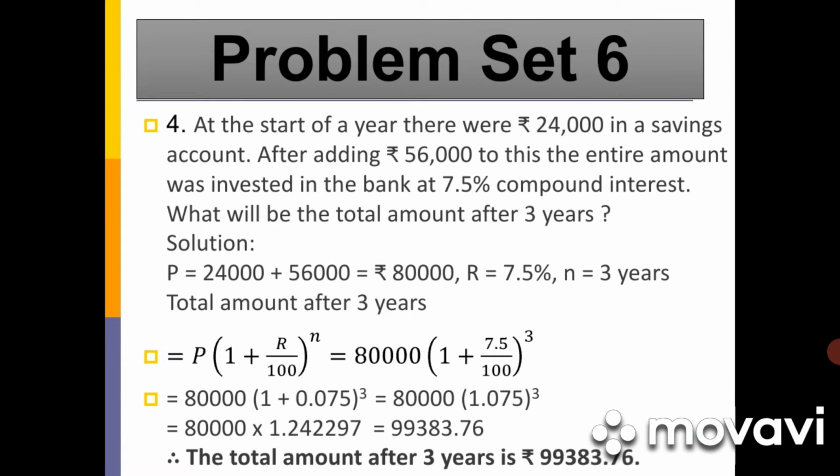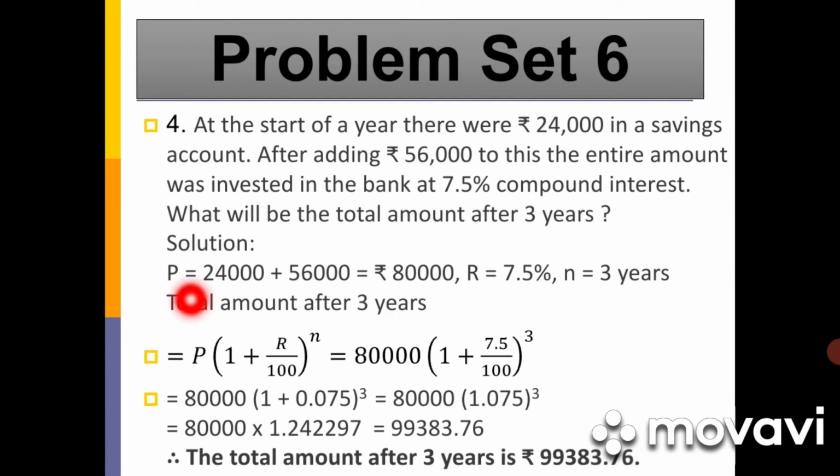Question 4. At the start of a year, there were rupees 24,000 in a savings account. After adding rupees 56,000 to this, the entire amount was invested in the bank at 7.5% compound interest. What will be the total amount after 3 years?